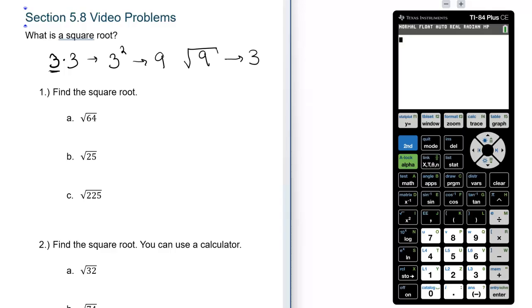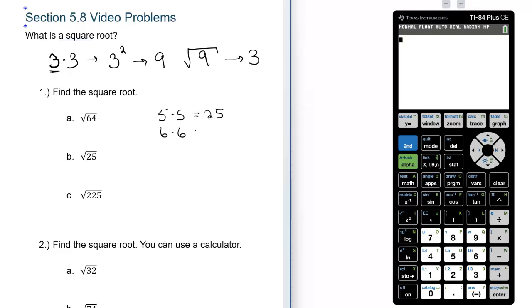Okay, so for this first one, if you're not sure, when you look at 64, if you don't know what number you multiply by itself to get it, I would start at the first value that you're familiar with. So let's say you know what 5 times 5 equals. That's 25. Okay, so we're not at 64 yet. So we need to go and check another one.